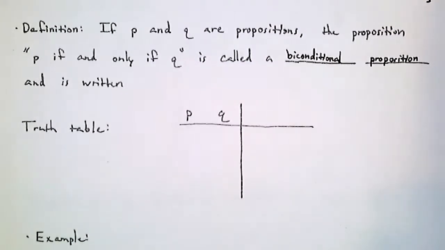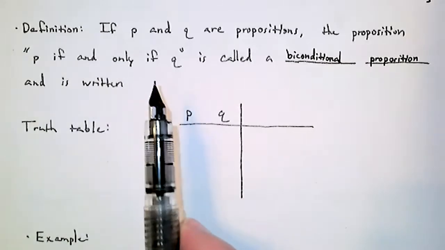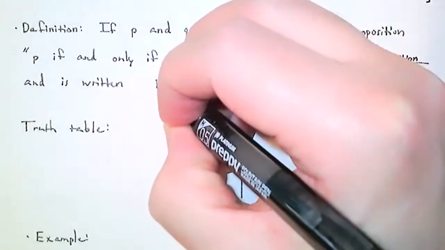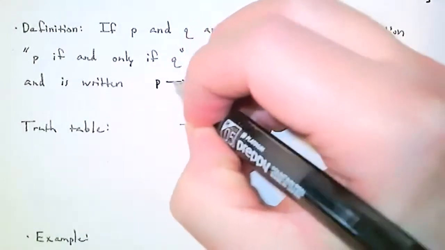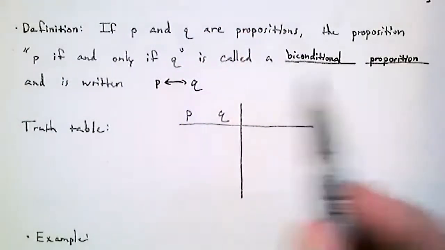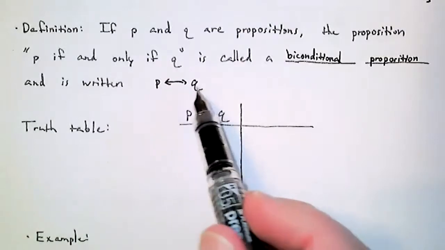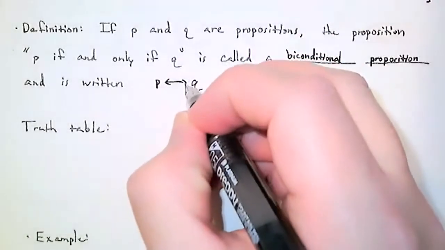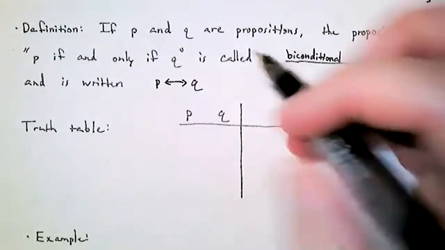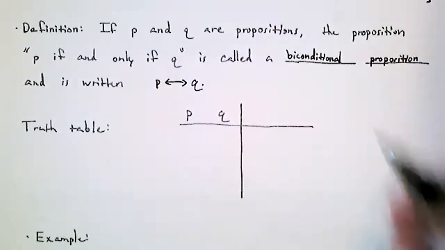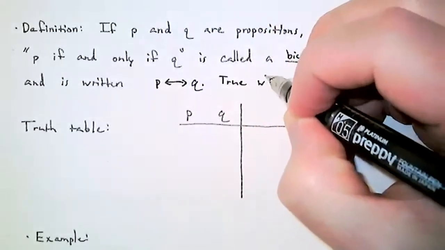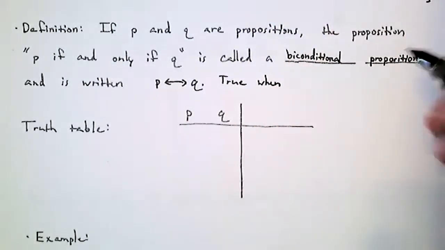And the biconditional statement, P if and only if Q, is true. And let me fill this in, sorry. So the notation for the biconditional proposition is this. Instead of an arrow pointing to the right, now you have an arrow pointing to the left and the right. And this proposition is true when P and Q have the same truth value.